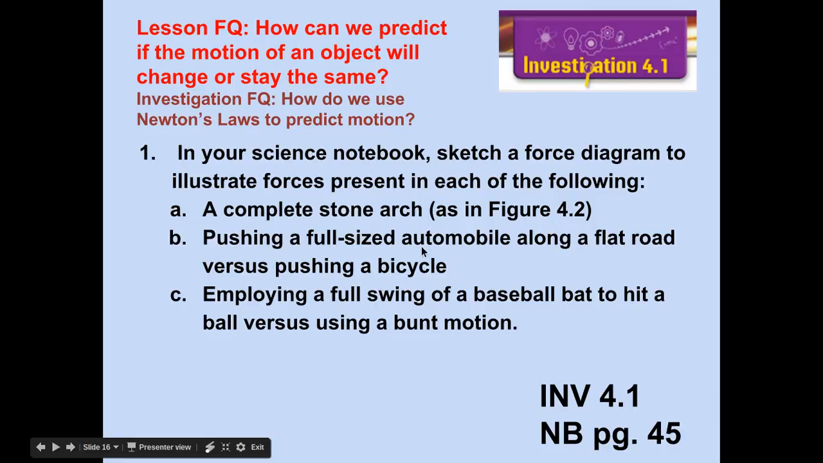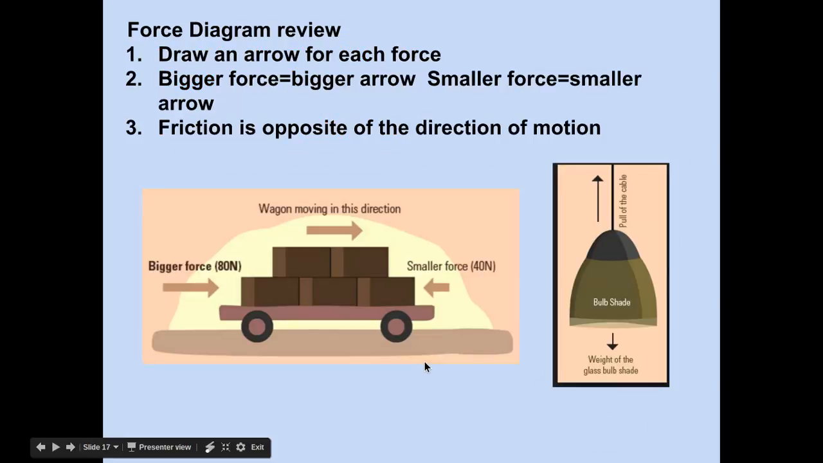You have pushing a full-size car versus a bicycle, which one's going to take more force, and then using a full swing of a bat or hitting a ball with a bunt motion. So these are things you should have done yesterday. Just a little review of a force diagram. If the wagon is moving, you might indicate with an arrow. The bigger the force, the bigger the arrow.